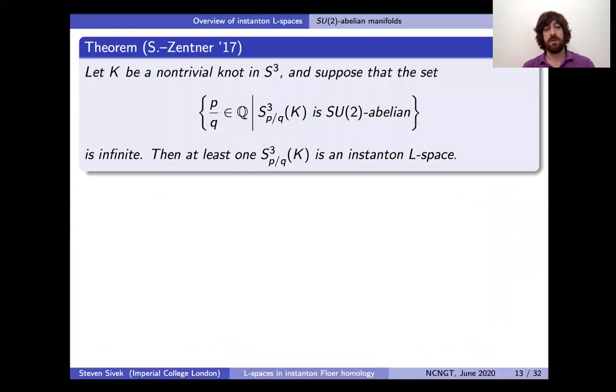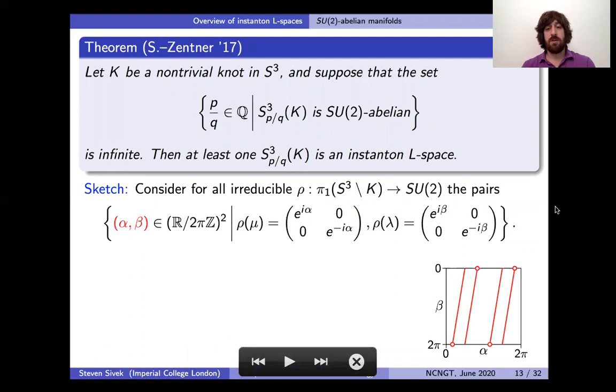So again, there's the statement of the theorem, and here's a sketch of how we prove it. What you do is you look at the representation variety, not of the surgered manifolds, but of the knot complement. And you say, for all these irreducible representations, you can always conjugate them so that the meridian and the longitude go to diagonal matrices with eigenvalues e to the i alpha and e to the i beta. And so you look at the pairs alpha and beta mod 2 pi, and you can plot them like I've done here in this corner of the slide.